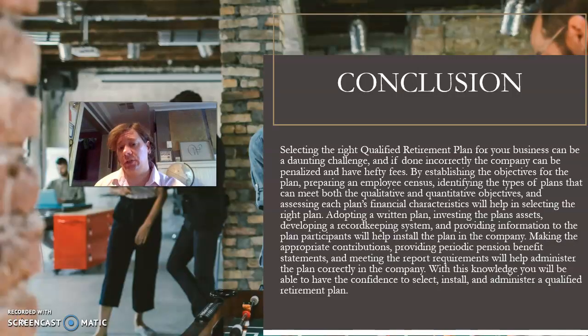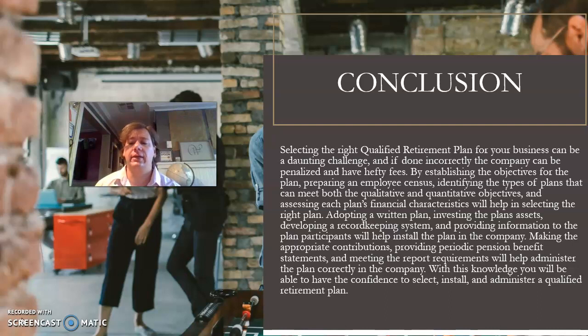Now we have reached the conclusion. So selecting the right qualified retirement plan for your business can be a daunting challenge, and if done incorrectly, the company can be penalized and have a hefty fee. Establishing the objectives for the plan, preparing an employee census, identifying the types of plans that can meet both qualitative and quantitative objectives, and assessing each plan's financial characteristics will help in selecting the right plan.